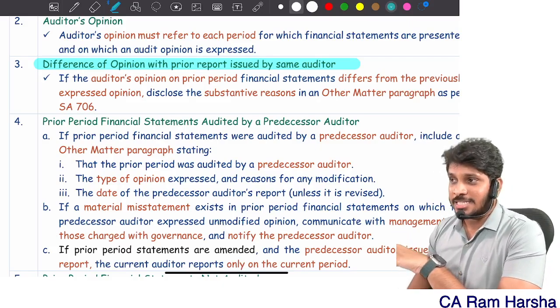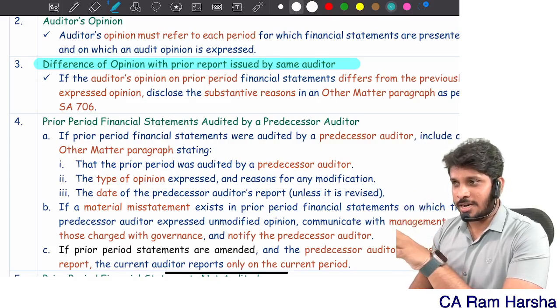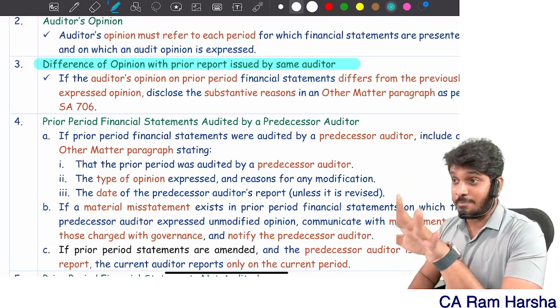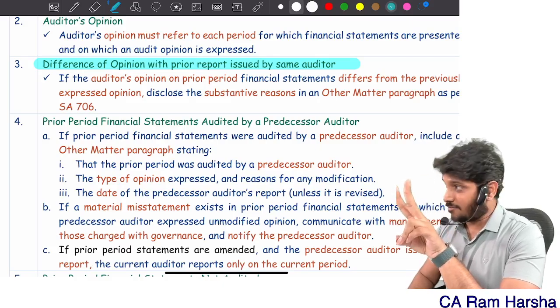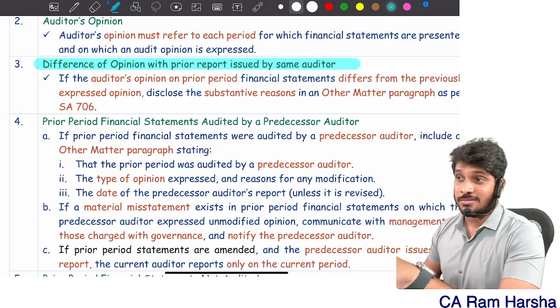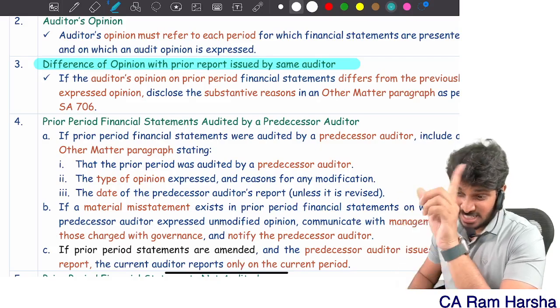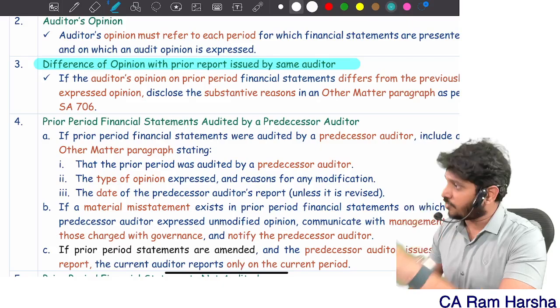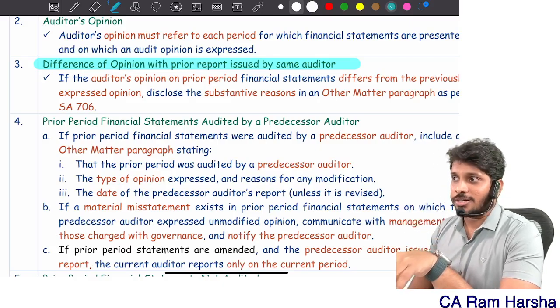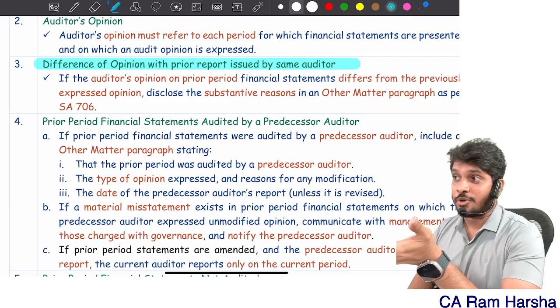See, last year financials I audited. Everywhere I gave an unmodified opinion. In the current year, the company once again prepared 2 years' figures, and they're asking me, sir, you give an opinion on the current period. No. Please once again do the audit of last year and then give an opinion on both years' figures. Now when I'm doing the audit, for prior period figures I give a modified opinion.